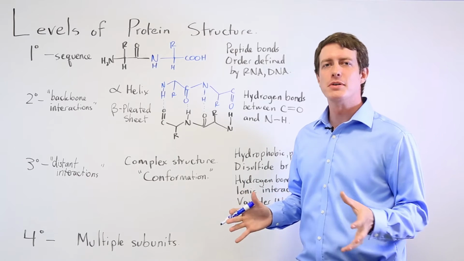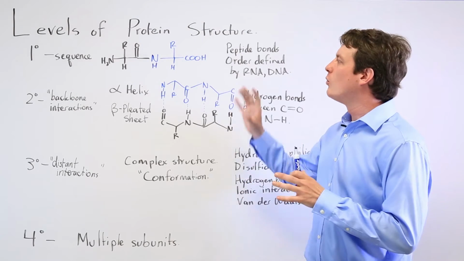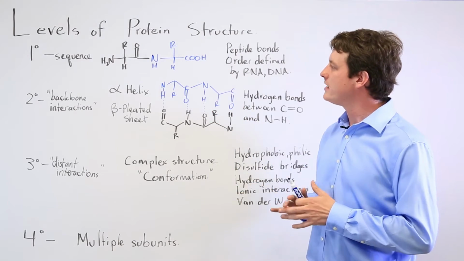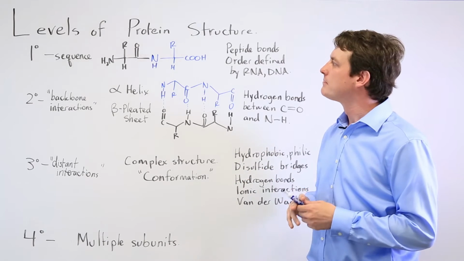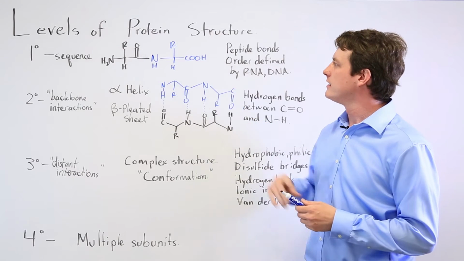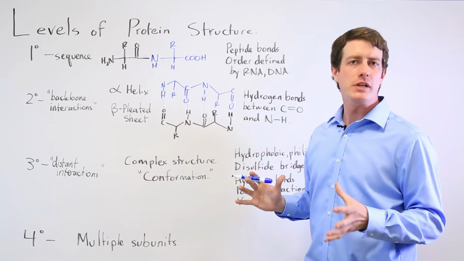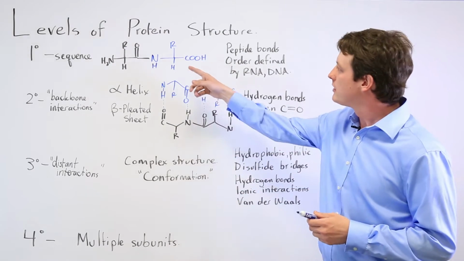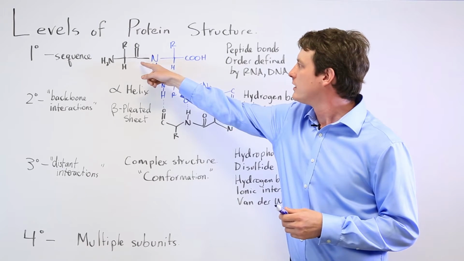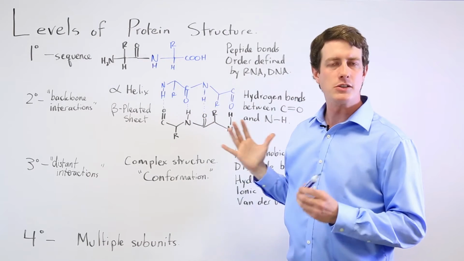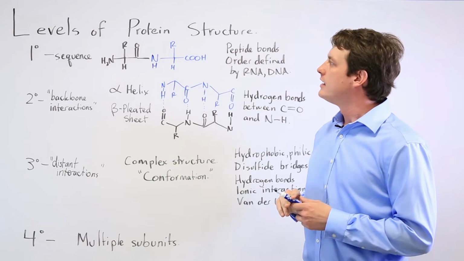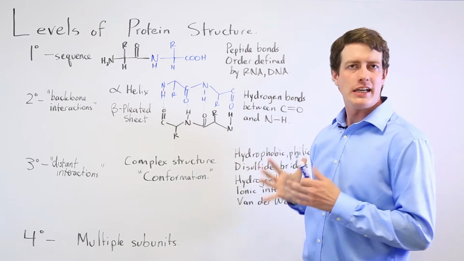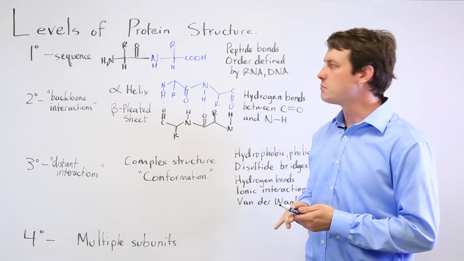There are 4 levels of protein structure, and it's important to know what each level of structure means and what interactions control the shape of the protein at that level. The primary level is simply the sequence of the amino acids. Remember that they have a condensation reaction that forms this peptide bond or an amide functional group. And the order of these amino acids is defined by the RNA and DNA that is encoding these particular proteins.